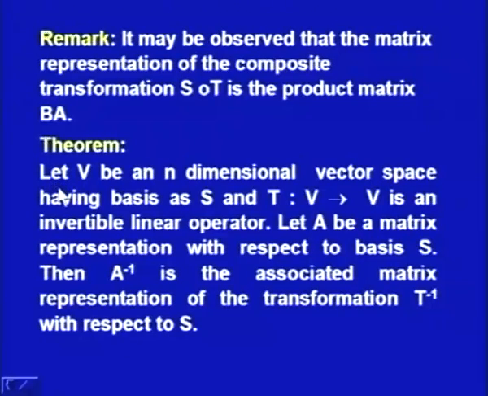Now, let V be an n dimensional vector space having basis S and T be an invertible linear operator, and let A be the matrix representation with respect to basis S. Then A inverse is the associated matrix representation of the transformation T inverse with respect to S. So, a vector space is given to us, a transformation is given to us, and associated with this transformation we have a matrix A. Then A inverse is the associated matrix representation of the transformation T inverse with respect to the basis S. So, this is what we have to prove.